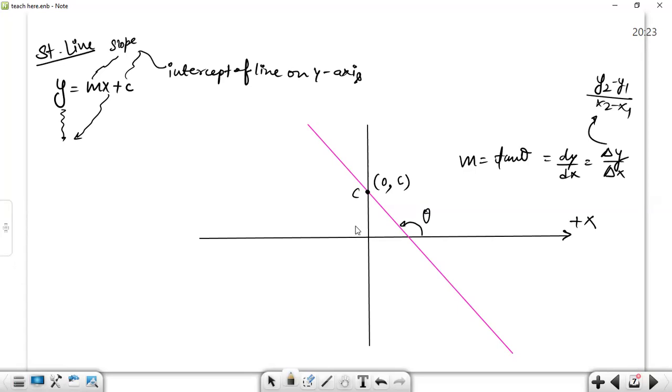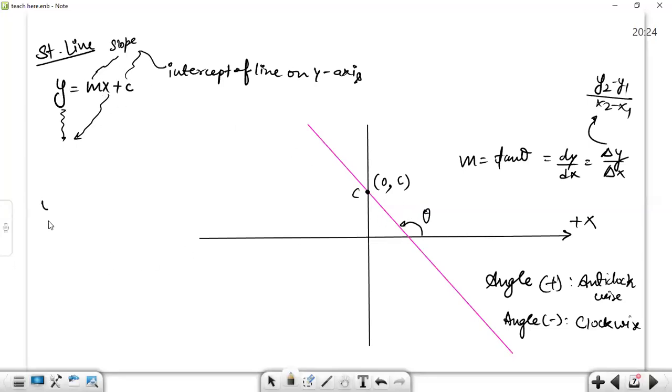Theta is always calculated from the positive x-axis, and in an anti-clockwise direction. Angle is always calculated positively in anti-clockwise direction, or you can say counterclockwise. And angle will be negative if it is calculated from positive x-axis in clockwise manner. Then it will be considered as a negative angle. So this is a lot about straight line.